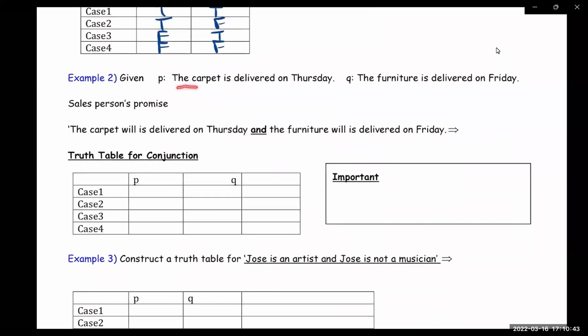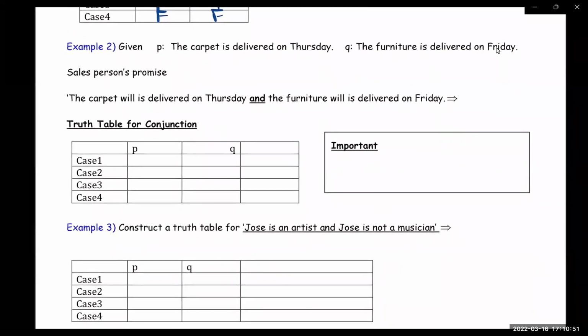Let P be the statement the carpet is delivered on Thursday, and Q be the statement the furniture is delivered on Friday. The salesperson's promise: the carpet is delivered on Thursday and the furniture is delivered on Friday. So that's the promise. The keyword is and, which is a conjunction.